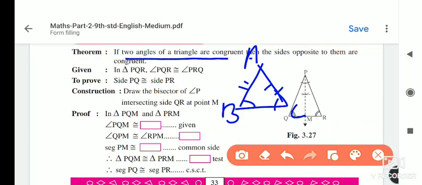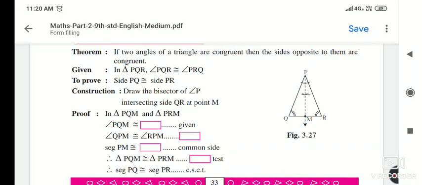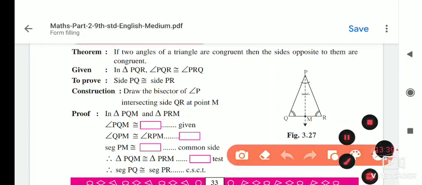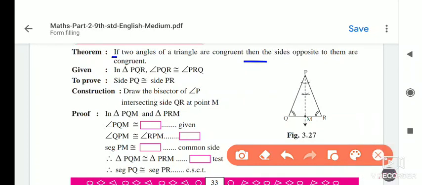If two angles of a triangle are congruent, meaning B is congruent to C, then the sides opposite to them are also congruent, meaning we have to show that AB is congruent to AC. In the theorem we showed that if sides are congruent, then angles are congruent, but here we have to show that if angles are congruent, then the sides opposite to them are also congruent. The statement has two parts: one follows the if, and the other follows the then.